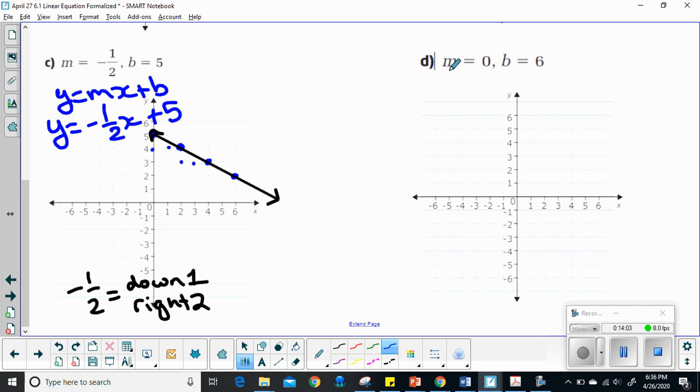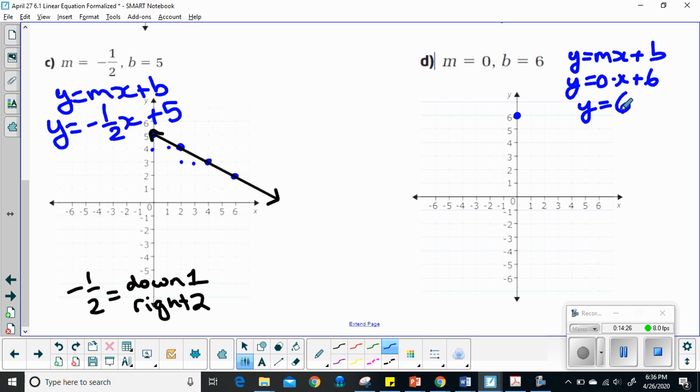Let's see how it goes. Slope of 0, y-intercept of 6. Oh, remember what we said about that 0 slope? So y-intercept of 6 means here. Okay, so let's see what all this looks like in my equation. Y equals mx plus b. Y equals 0 times x plus 6. So my equation is just y equals 6.